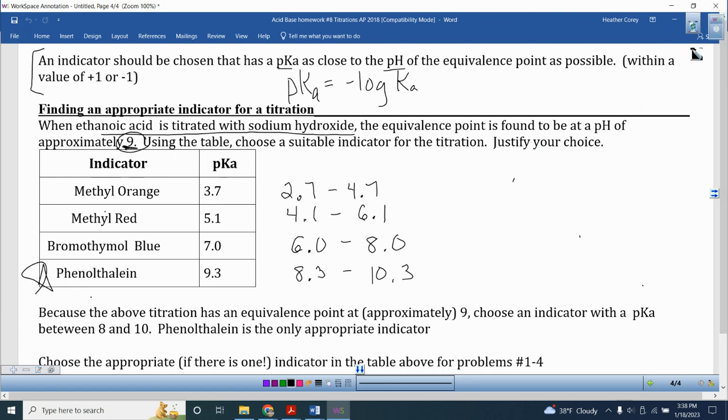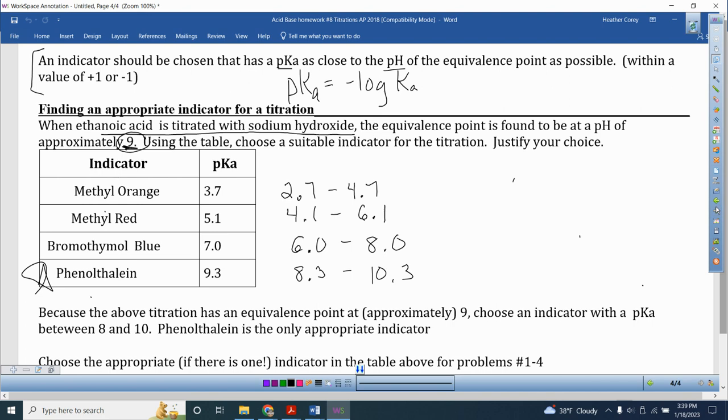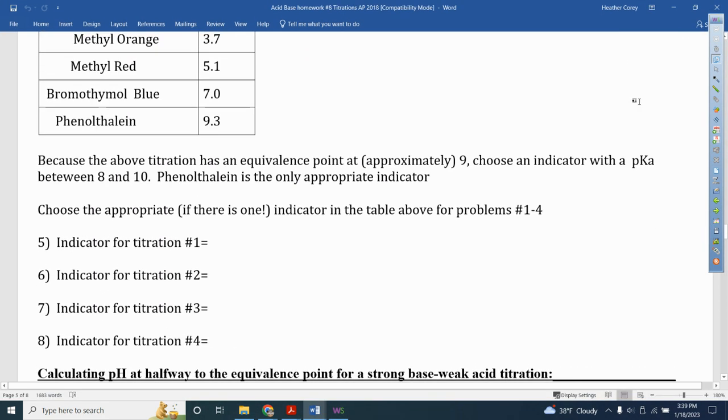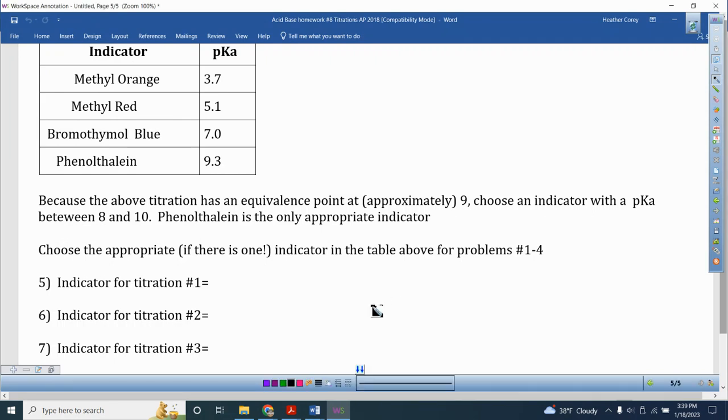Now, if we go back to the titration problems that you did earlier in this handout, in question 1, we determined that the pH would be 10.85 at the equivalence point. So I'll try to keep this table available for us. Okay, so for titration 1, we said the pH was 10.85. And so we really don't have anything that falls within that range. The closest one would be phenolphthalein, which we said is going to be ideal from 8.3 up to 10.3. This is above that, so phenolphthalein, but really none would be ideal in this instance.